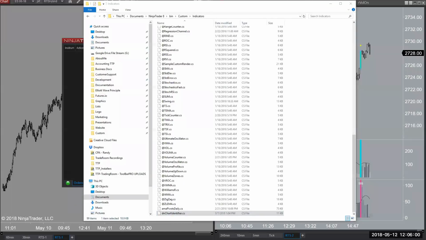Okay. Here's the CS file anyway. I don't know if that helps you, but you can get it from Big Mike's too. There's an NT8 version on futures.io.